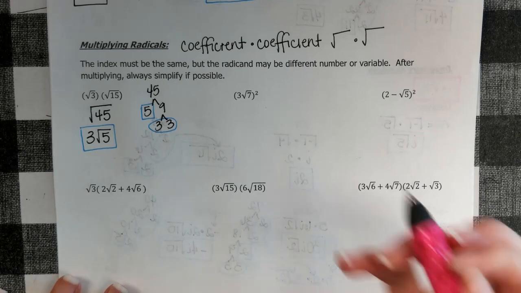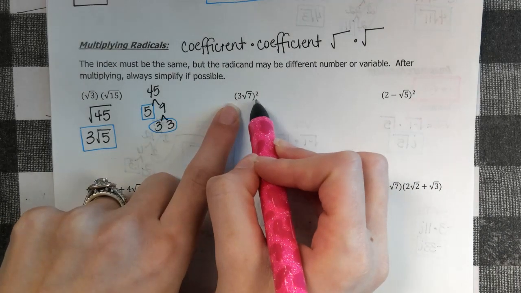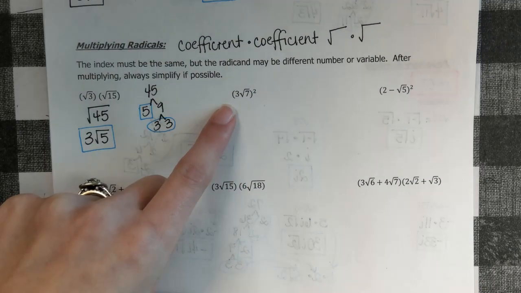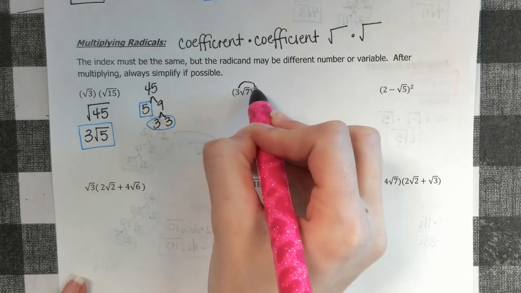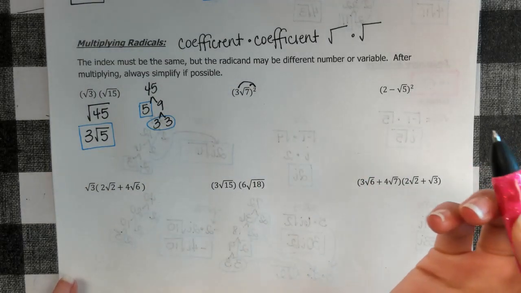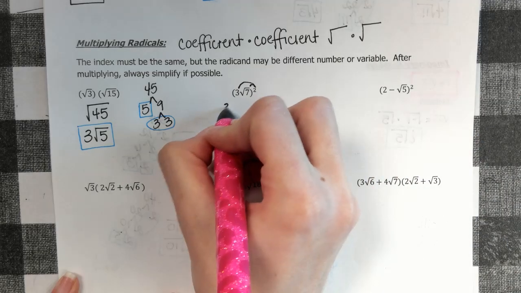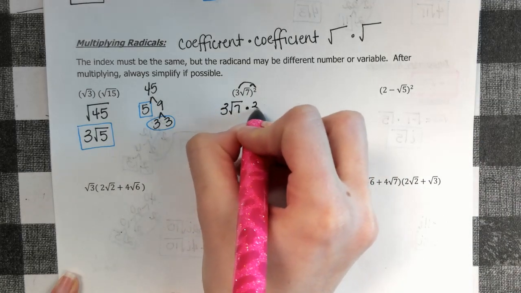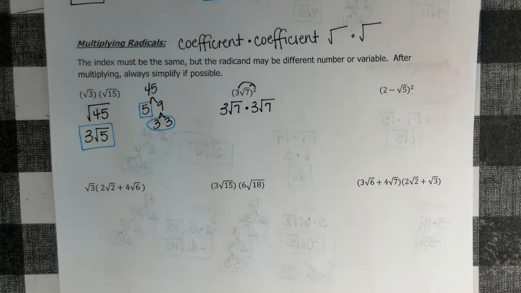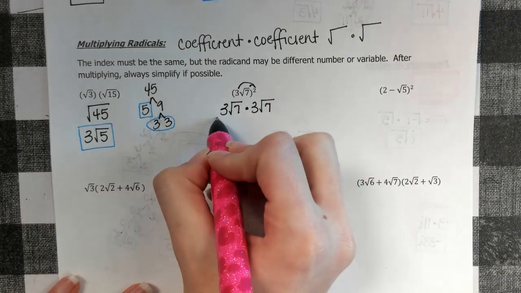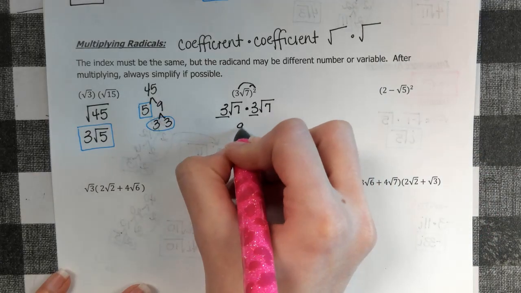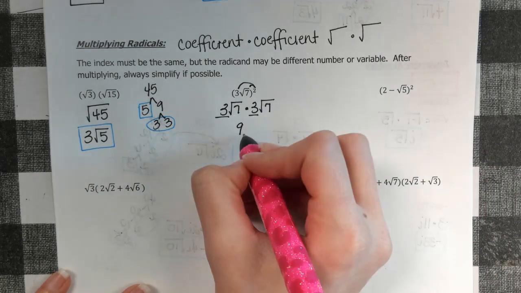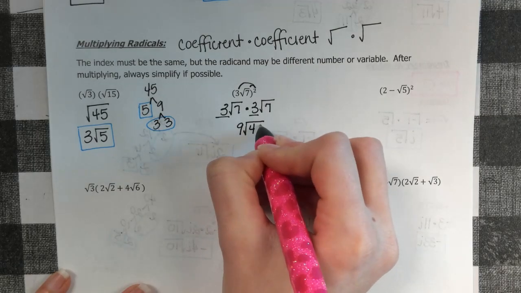Okay? Now, when I have 3 square root of 7 squared, what does squaring something mean? I multiply by itself. So you can either distribute that squared to the 3 and the square root of 7, and I'll recommend that in your first step. Okay? What I would do is write 3 square root of 7 times 3 square root of 7 until you get the hang of what it does to square it. Okay? So squaring it means multiplying it by itself. So then here I've got coefficient times coefficient. So 3 times 3 gives me 9. Square root of 7 times square root of 7 gives me the square root of 49.